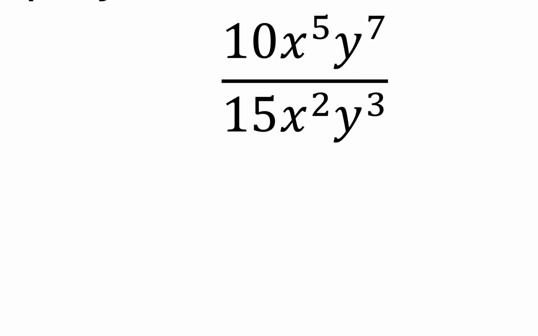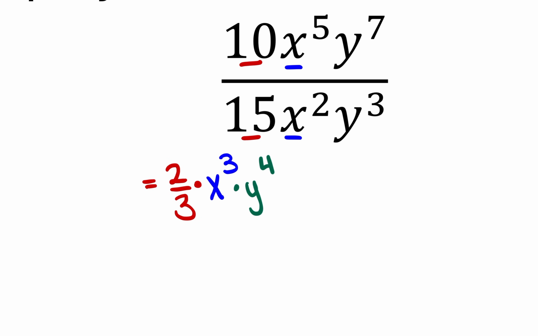Again, we have to simplify this expression in which we have division. So we divide 10 and 15 together. That's going to give us 2 over 3 if we simplify further. Times, we then divide x to the 5th divided by x to the 2nd, and we subtract the exponents. So I have x to the 5 minus 2 gives me 3 times y to the, we have 7 minus 3. That's going to give us 4.